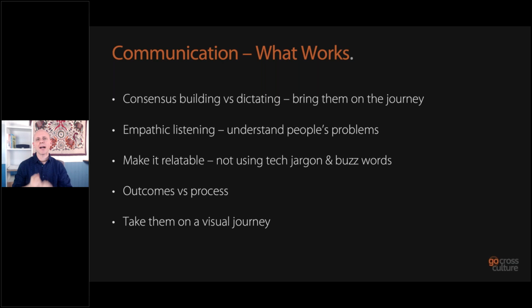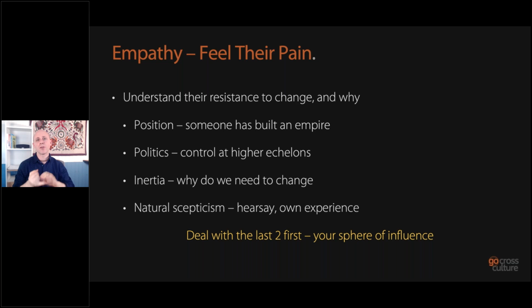You've got to talk about outcomes versus process to get people convinced, and take them on a visual journey so that they can understand as you're going through how it's working, and they can relate to the concepts that you're trying to explain to them. So empathy is, you've got to feel their pain. What is their resistance to change? Why is that there? Perhaps somebody's built an empire. Maybe there's politics and there's control at higher echelons, in which case you've got to try and figure out how to navigate that. Inertia, why do we need to change?